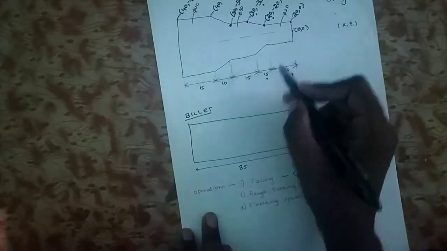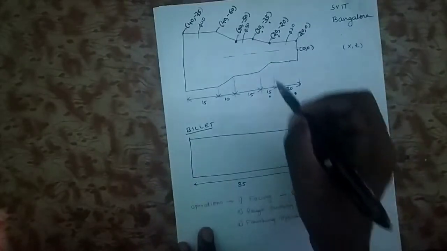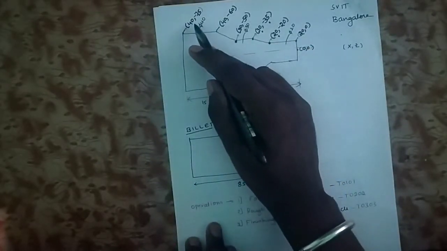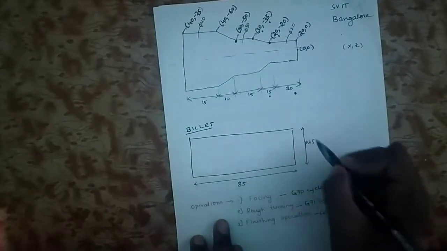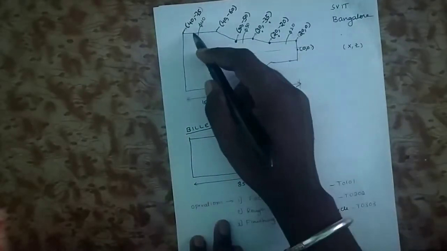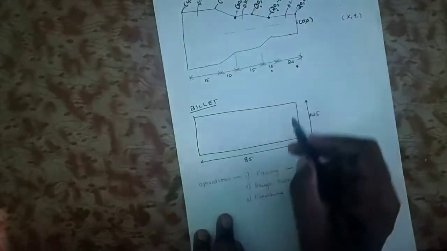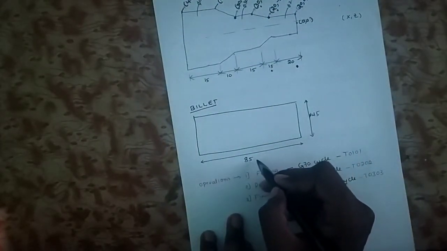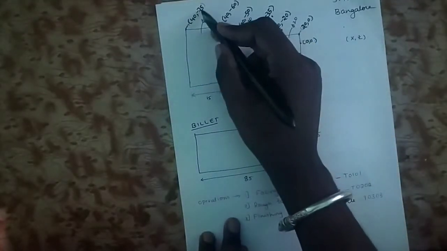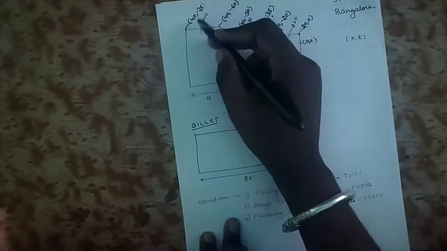Okay, next step we have to assume the billet. Here the maximum diameter is 45, therefore I'm going to assume the billet size is 45 mm, little more than that. Next the maximum length is 75 mm. I'm going to assume the billet length as 85 mm. It should not be less than these values.